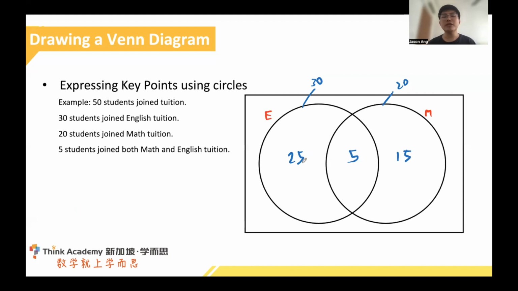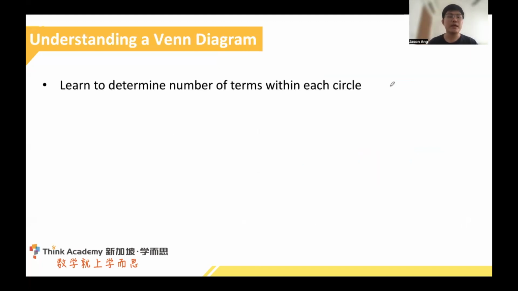However, adding up all these values, 25, 15, and 5 only gives us 45. Because there are some students that didn't join tuition. Although it's not specifically mentioned, we can infer. And this is your basic method in drawing our Venn diagram. Writing this 30 and 20 here will be considered optional. But if you feel it's helpful to use this information later, you can consider doing so. Now, how do we learn how to determine the values inside the diagrams?